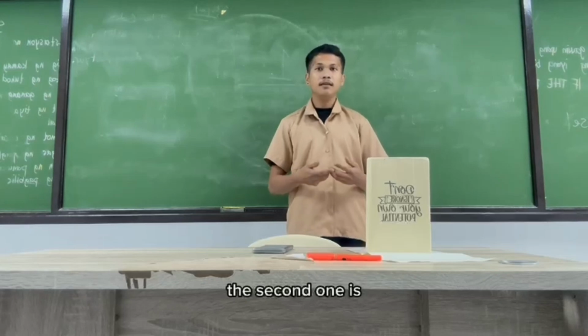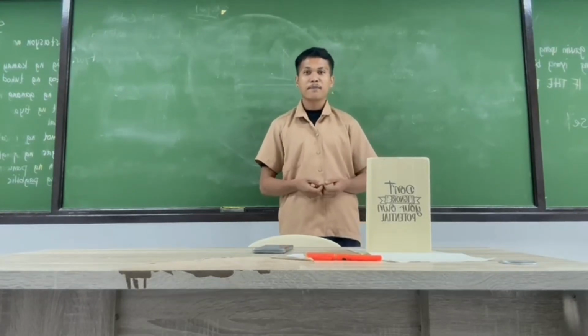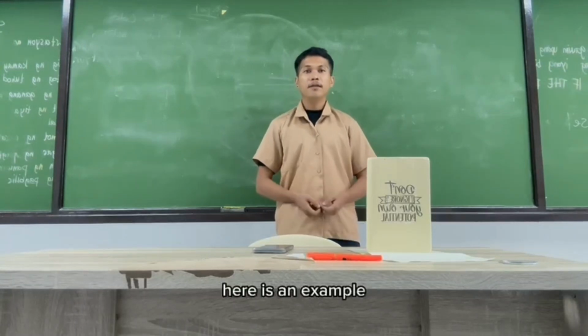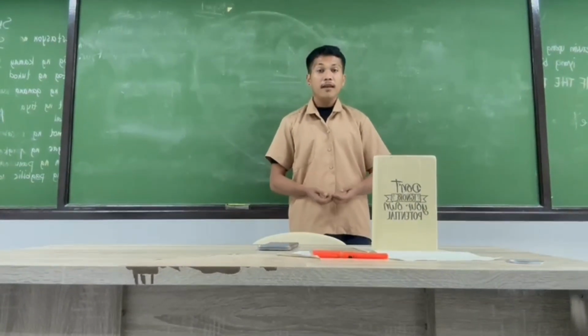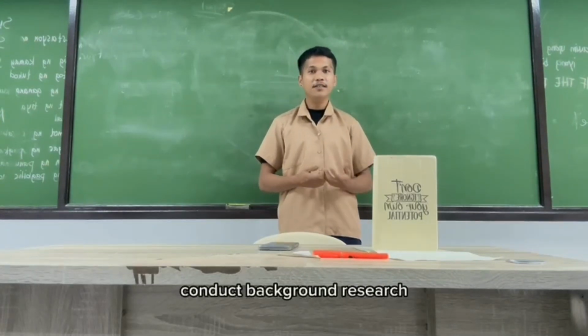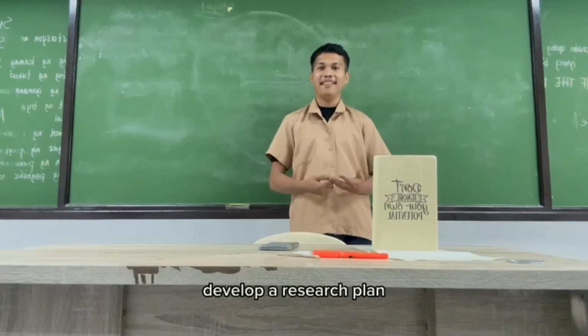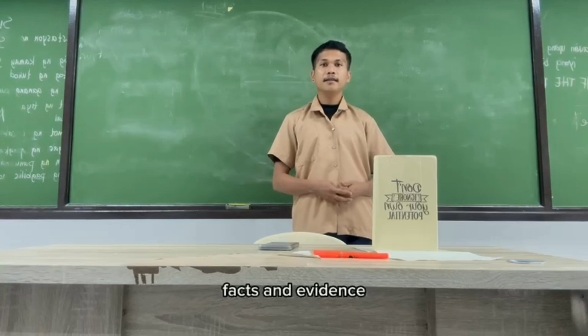The second one is conducting effective research and data collection. Here is an example of conducting effective research and data collection. Define research objectives. Conduct background research. Develop a research plan.